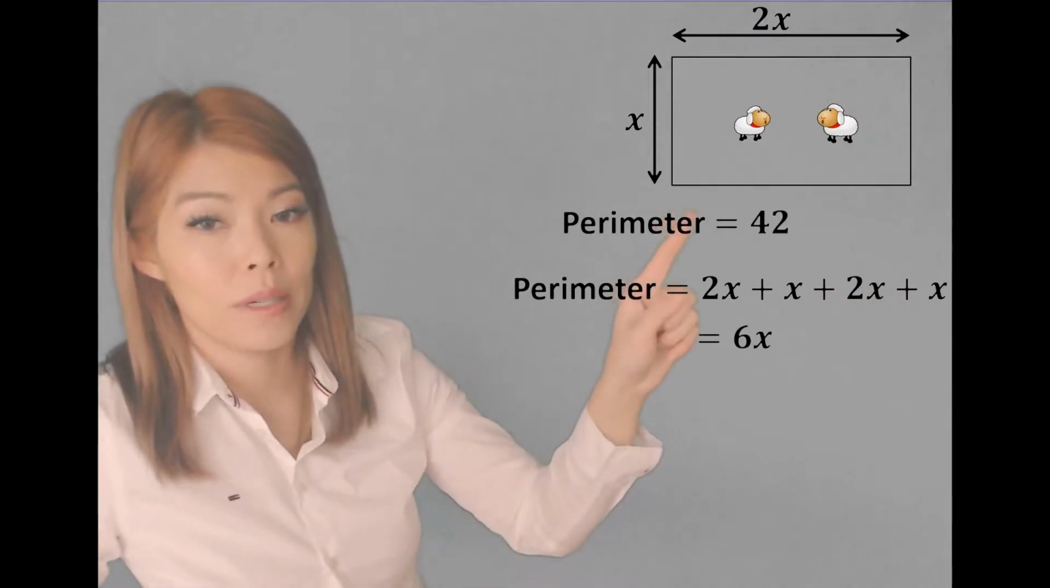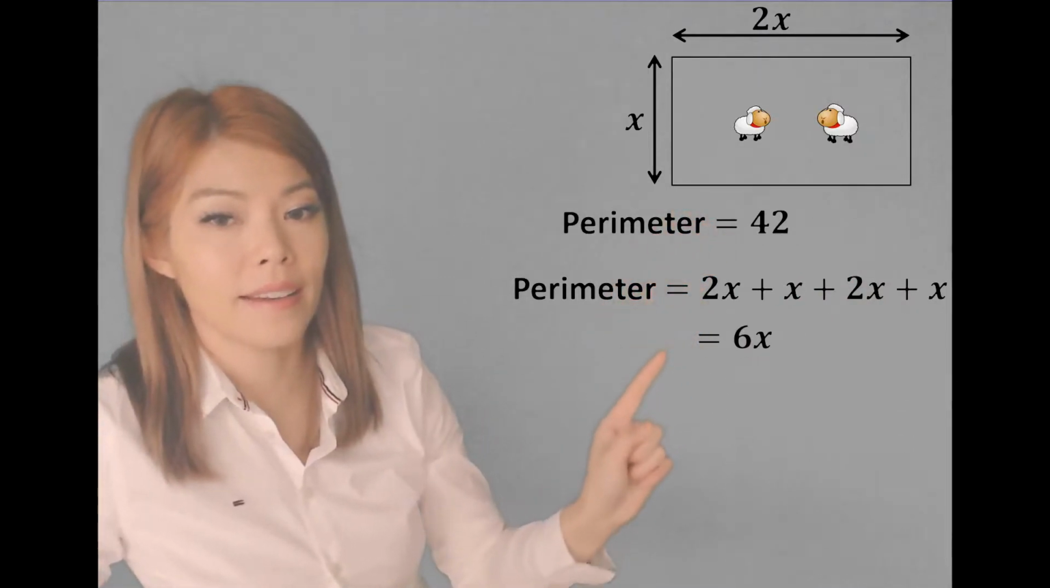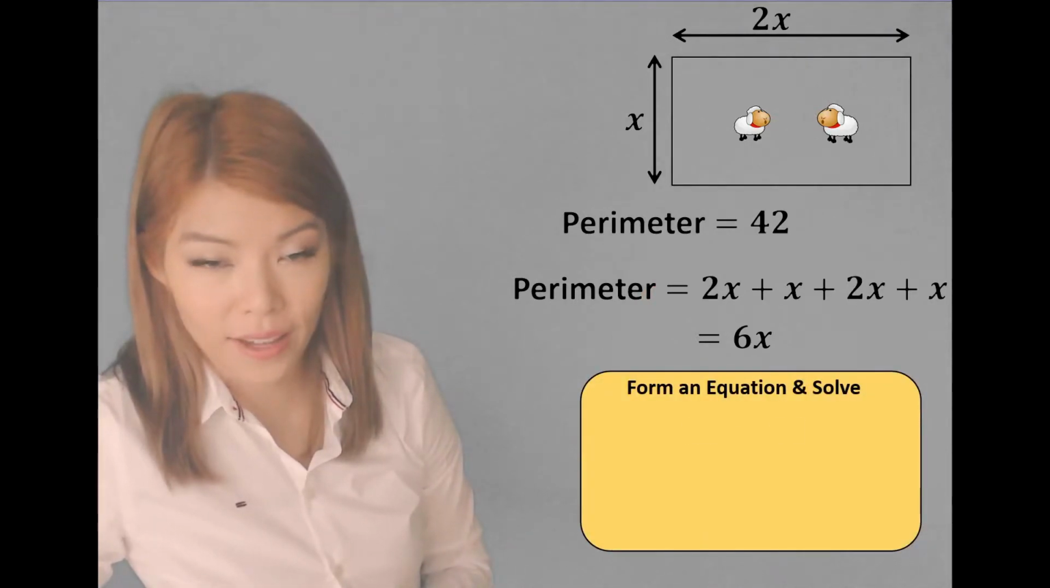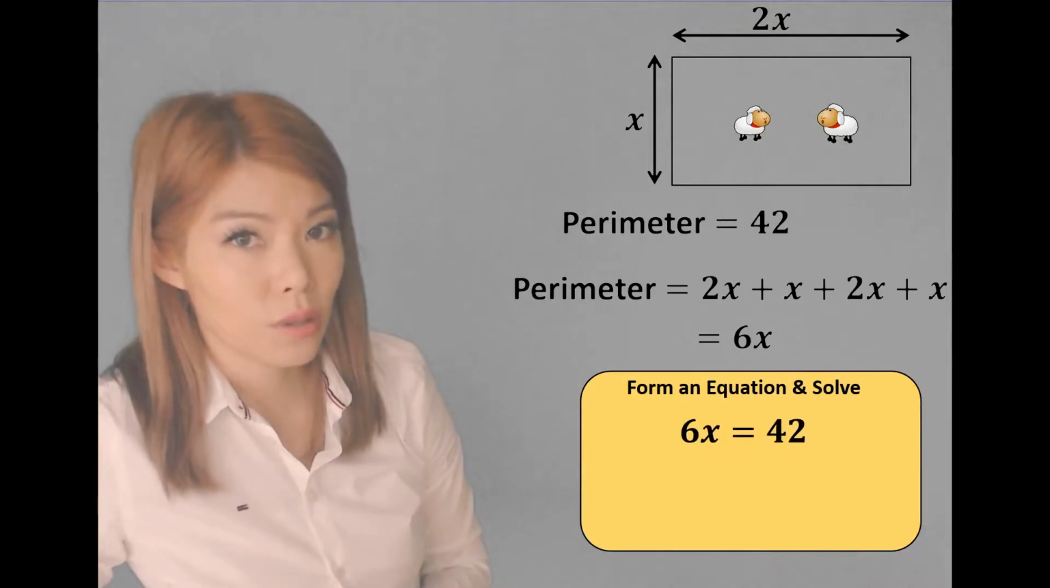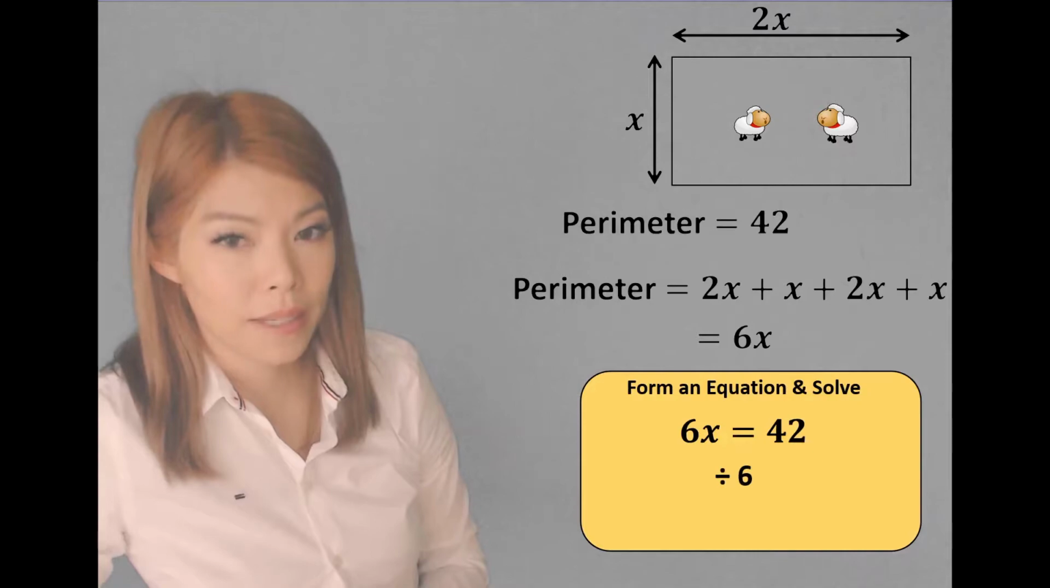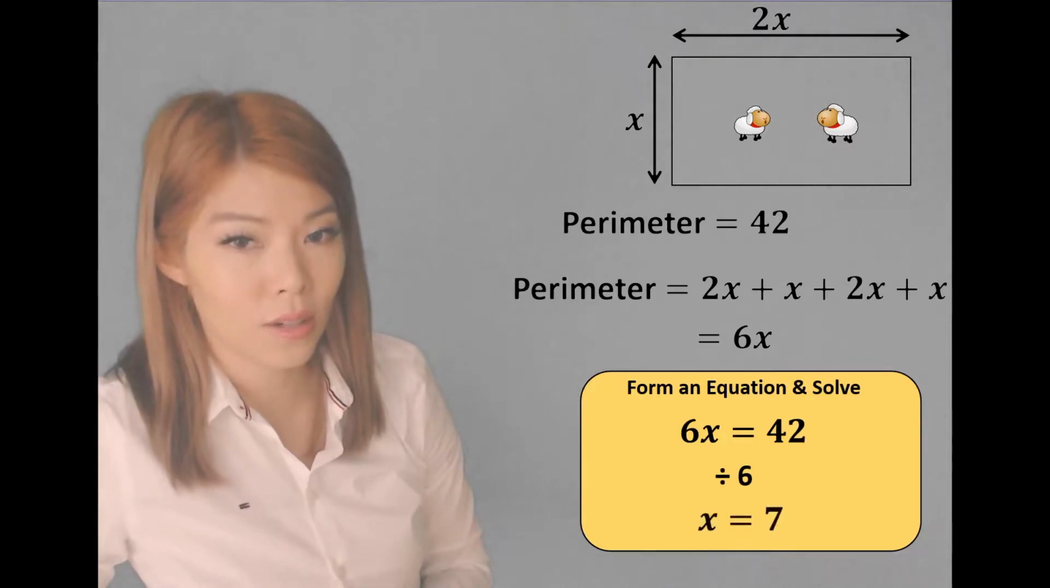Now we know the perimeter is both 42 meters and 6x. So we can write an equation and solve for x. So 6x equals 42. And how do you get rid of the 6? We have to divide by 6 on both sides. So x is equal to 7.